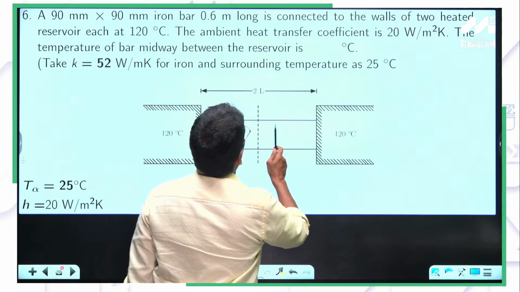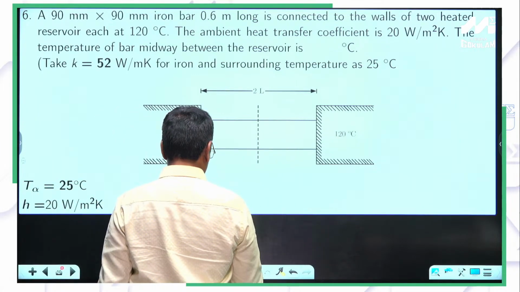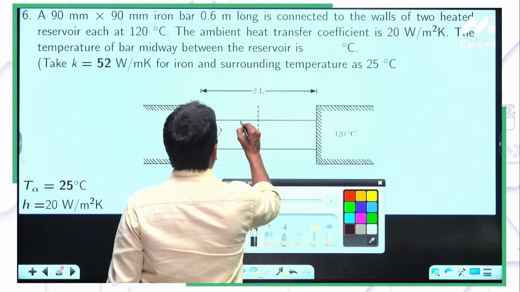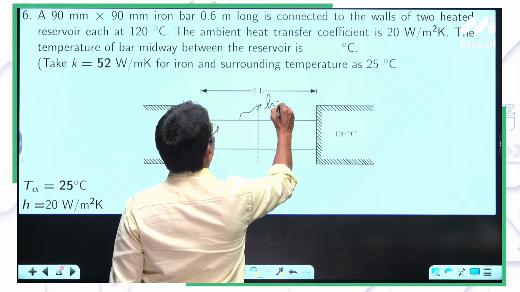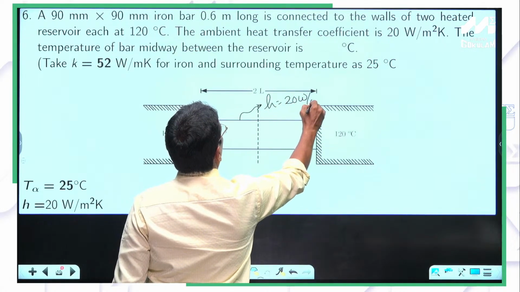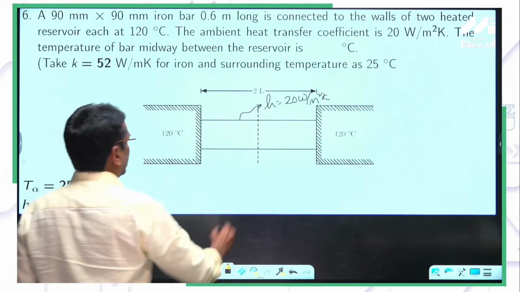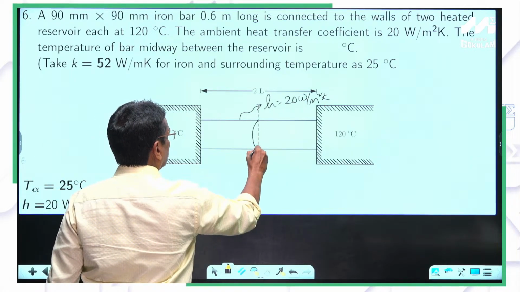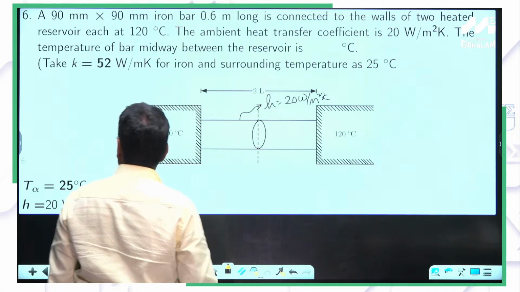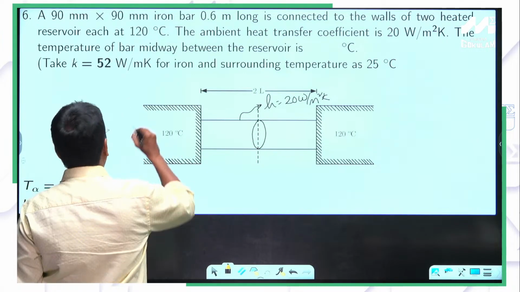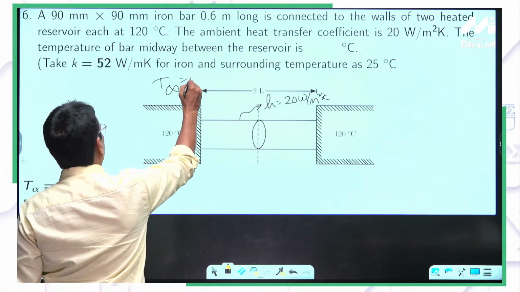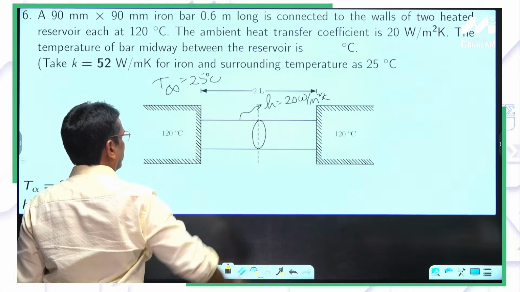The ambient convection heat transfer coefficient is given. It is asking the temperature of the bar midway between, exactly at the midsection. The temperature of the fluid, air, will be 25 degrees Celsius, convection given.